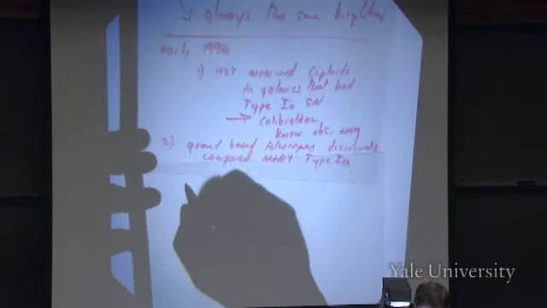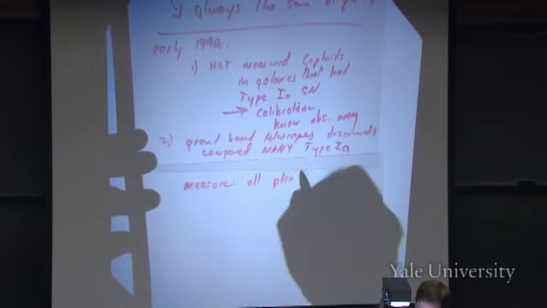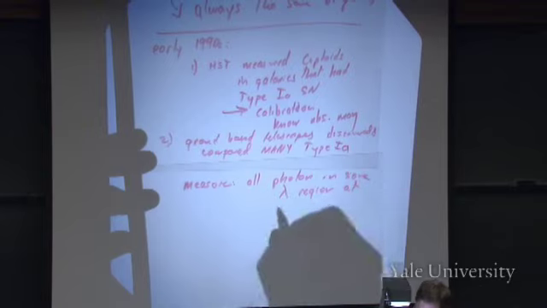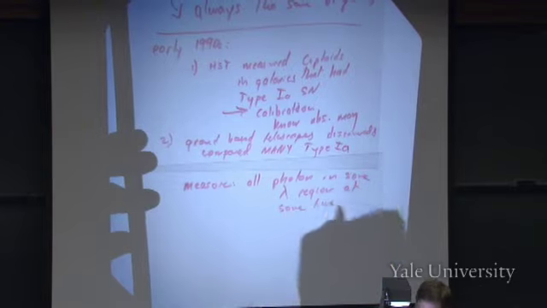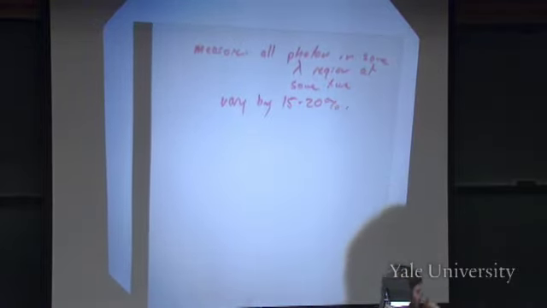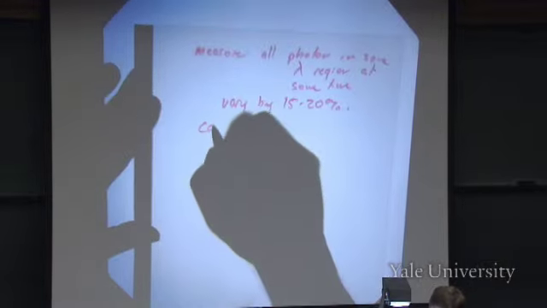And so it turns out that if you measure all photons in some wavelength region at some time, that actually varies from one object to another. This can vary by, I don't know, 15 to 20%, but that's enough to cause you some real trouble in making these measurements. But what they discovered was that you can correct for this.